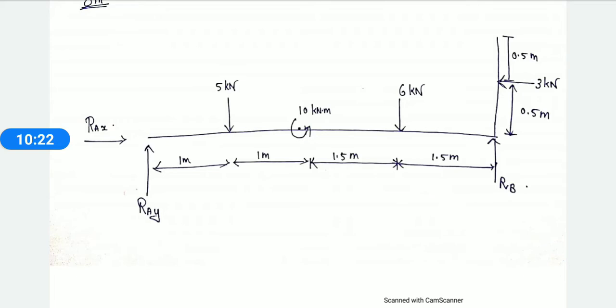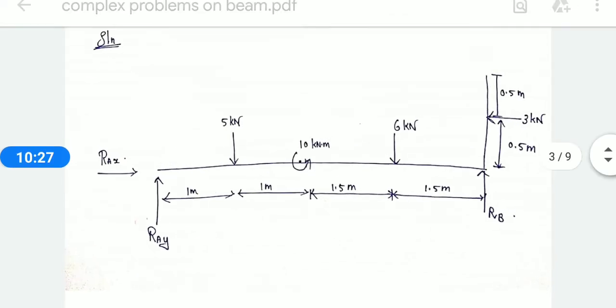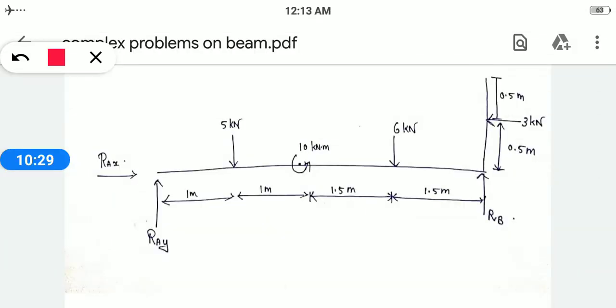We'll directly go to finding the summation of H is equal to 0. When you resolve summation of H is equal to 0, you have to add this 3 also. This 3 is acting in a negative direction, so you have to take it as minus 3.